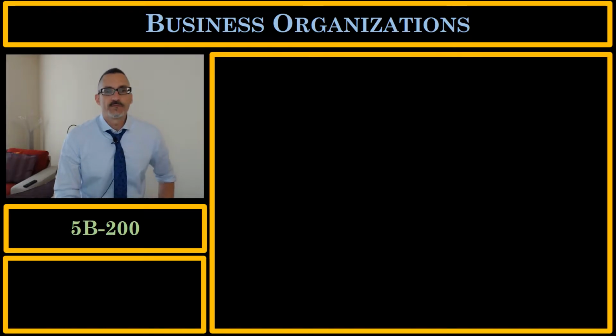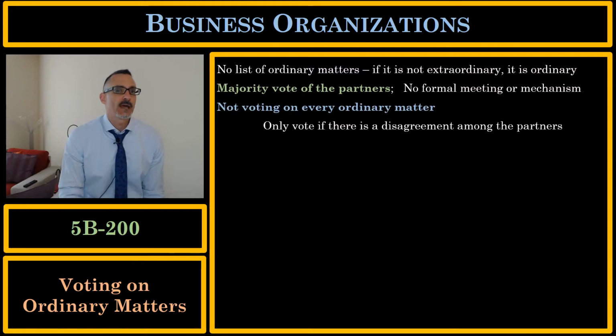Let's talk about partnership voting on ordinary business matters. The law does not have a list of ordinary matters, nor does it have a definition describing what would constitute an ordinary matter. Effectively, if it's not extraordinary for the partnership, it is ordinary. To approve an ordinary matter, we need a majority vote of the partners. We have no formal meeting requirements. We do not have to use a specific type of mechanism. We might want to put formal meeting requirements and specific mechanisms in our partnership agreement, but unless we have those in our partnership agreement, the law does not require them.